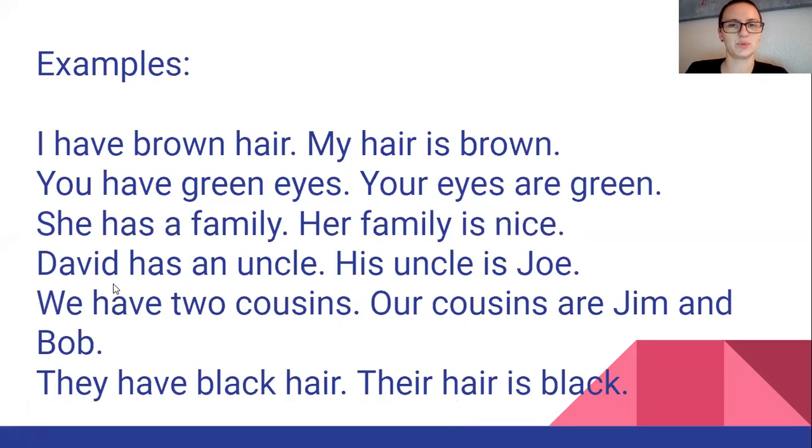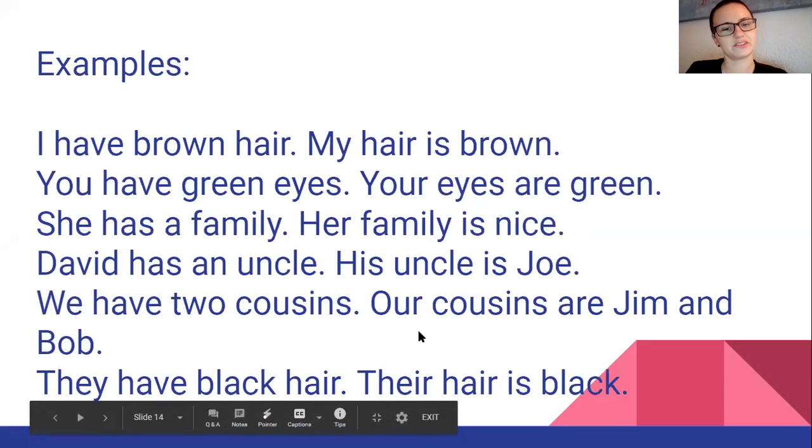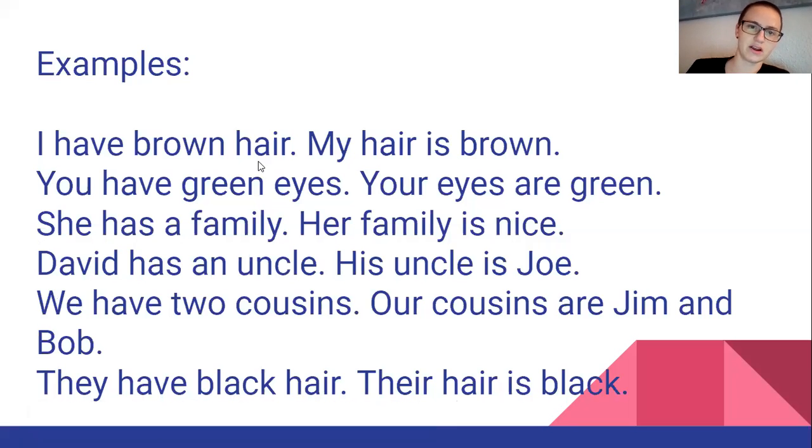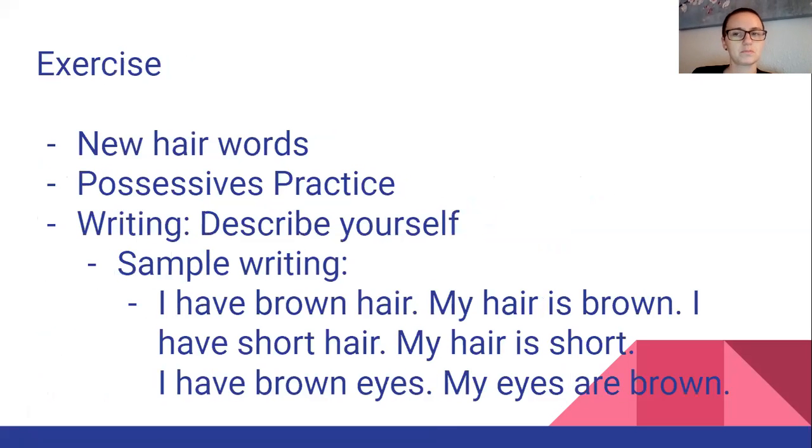So this is talking about David, right? Just like her family is talking, her is talking about she. Your eyes, you're talking about you. My hair, my talking about I. Jumping down here, our cousins talking about we, and their hair talking about they. And in each case, we're saying what belongs to these subjects here. So I have brown hair, my hair, the hair belongs to I. You have green eyes, your eyes are green, the eyes belong to you, and so on.